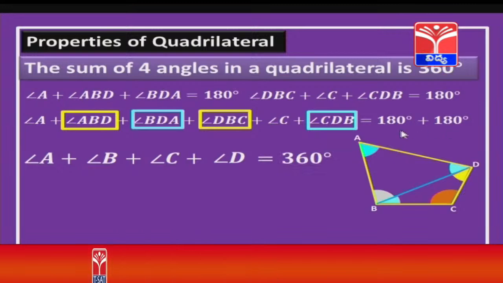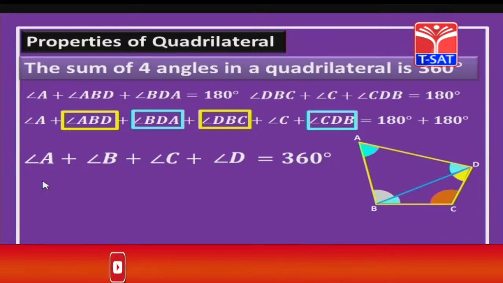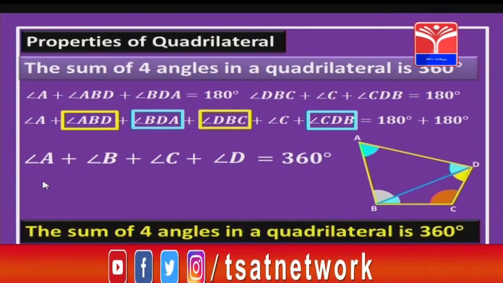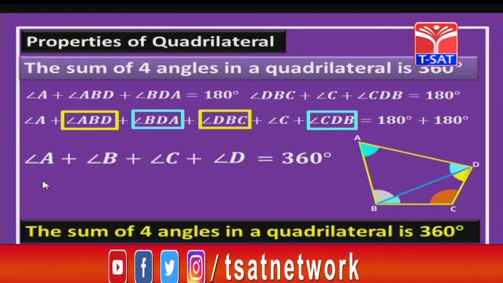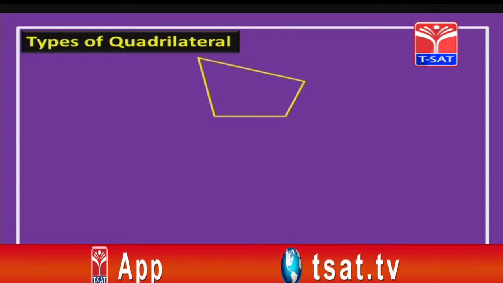The sum of these two angles, 180 plus 180, is 360. So, that means angle A plus angle B plus angle C plus angle D is 360 degrees. Hence, I can say the sum of four angles in a quadrilateral is 360 degrees. So, this is the angle sum property of a quadrilateral. Now, let us move on to the types of quadrilaterals.